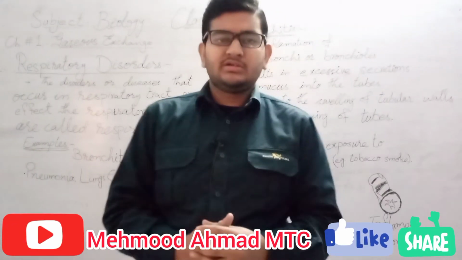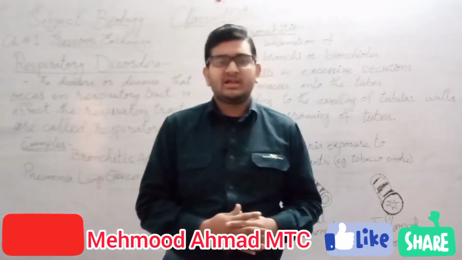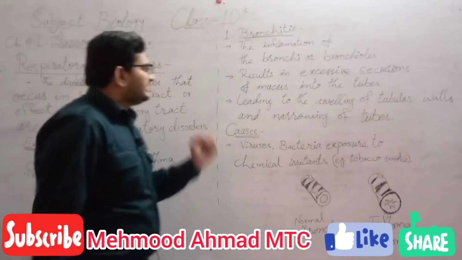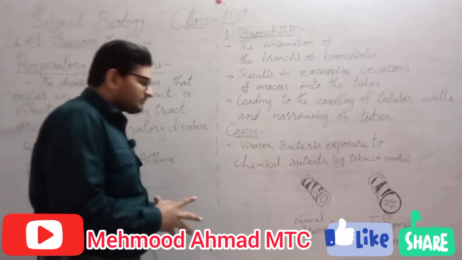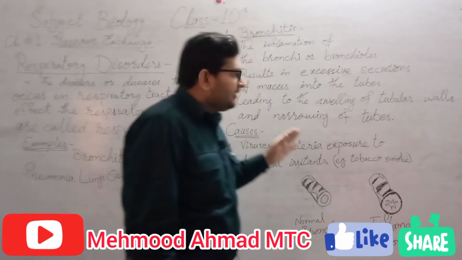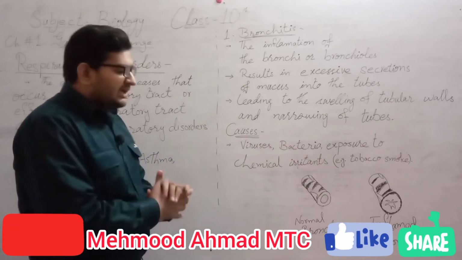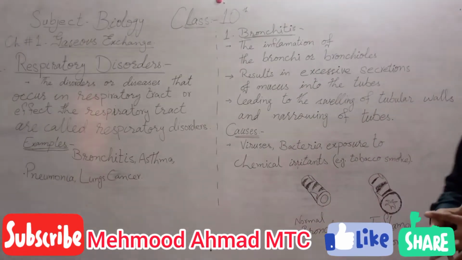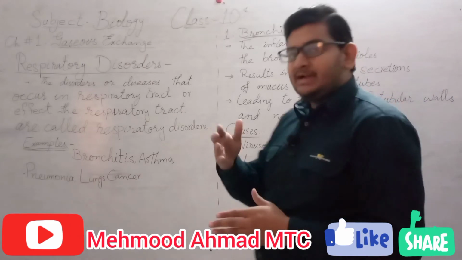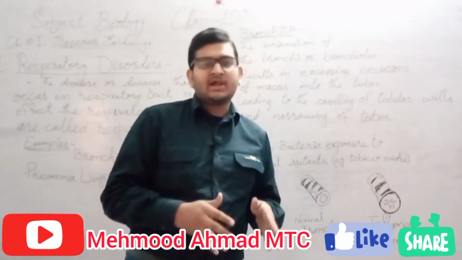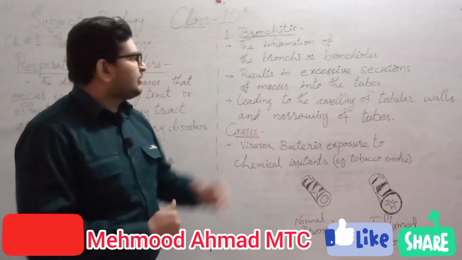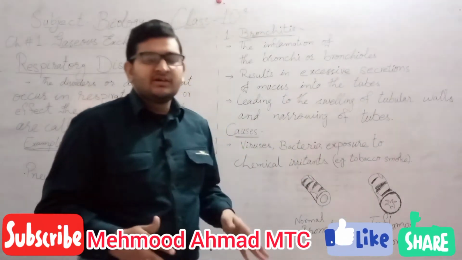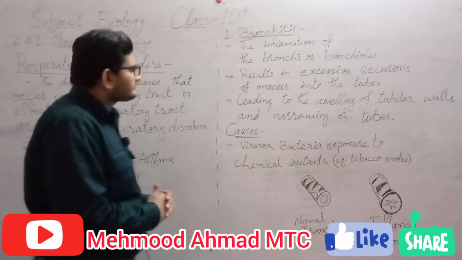So the very first disease or disorder of the respiratory tract in our book of class 10th biology is bronchitis. So what is bronchitis? The inflammation of the bronchi or bronchioles. As we know, what are bronchi or bronchioles? Bronchi are the two tubes that exist from the trachea. And what are bronchioles? Bronchioles are the very tiny tubes that exist from the bronchi.